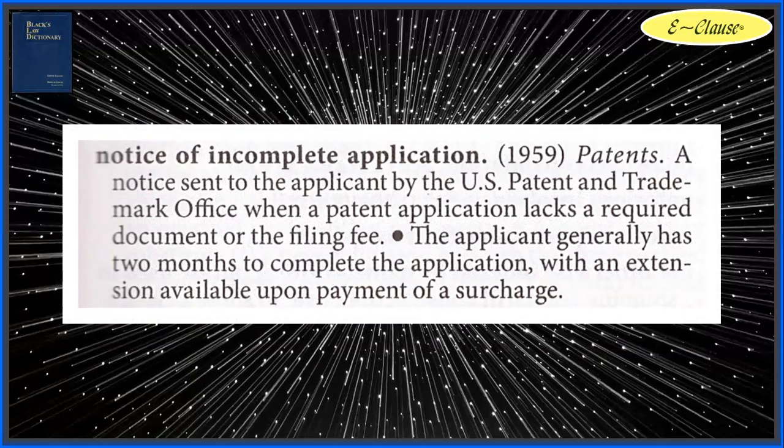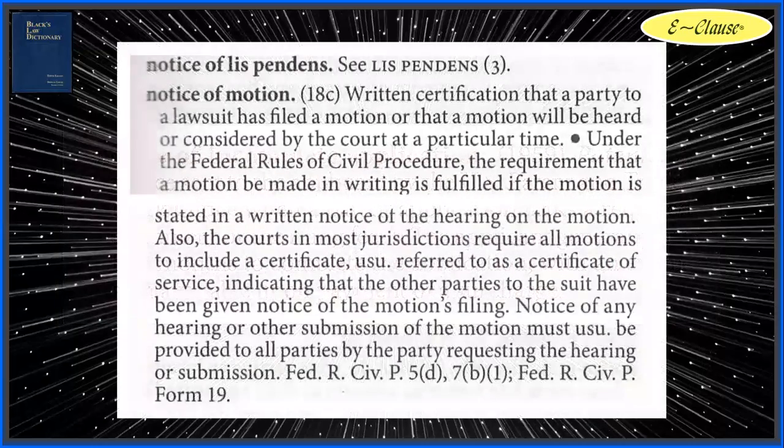Notice of incomplete application. Again, patenting. Not applicable under the thing of, oh, somebody didn't inform me, right? That's an insufficiency of service, insufficiency of process. So please do not confuse the two. Notice of lis pendens, basically meaning that you're going to inform somebody of a pending lawsuit, right?